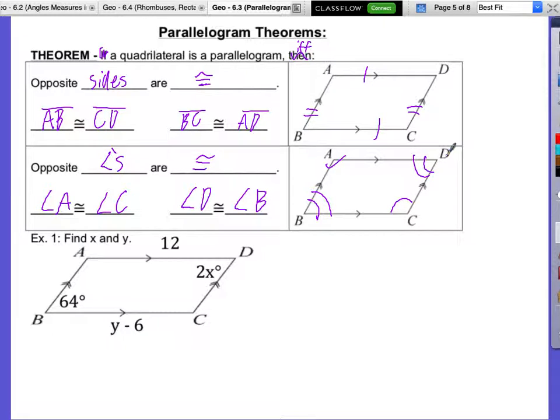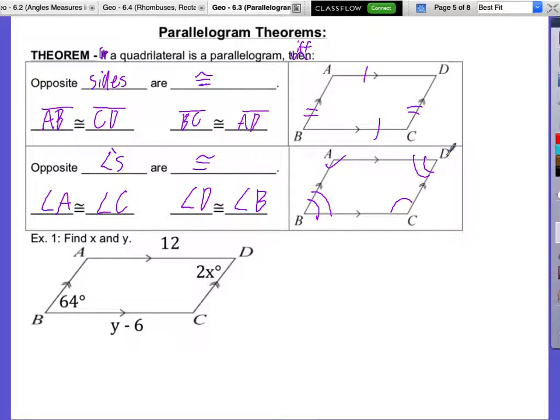So once again, if you know you have a parallelogram, then you know that both pairs of opposite angles are congruent. If you have both pairs of opposite angles congruent, you automatically know it's a parallelogram. It goes both ways. So on example 1 here, we're asked to find x and y. X is dealing with our angles and y is dealing with our sides. What kind of shape do we have here? A quadrilateral, more specifically a parallelogram.